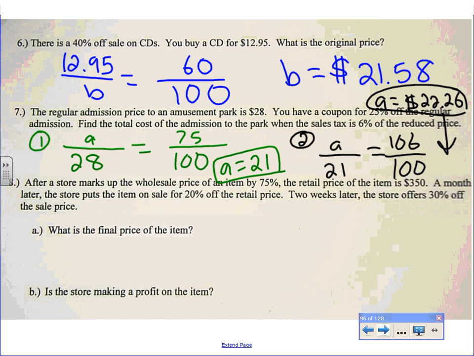Steve. Okay. That's fine. That's fine. Ray? You did the same thing that I did? So you did 28 times 81, and you got 2,268. Okay? And then divide that by 100, and you get $22.68. That's the answer.